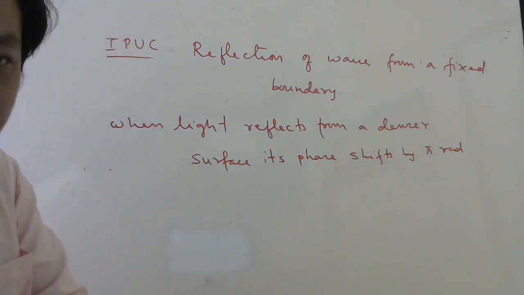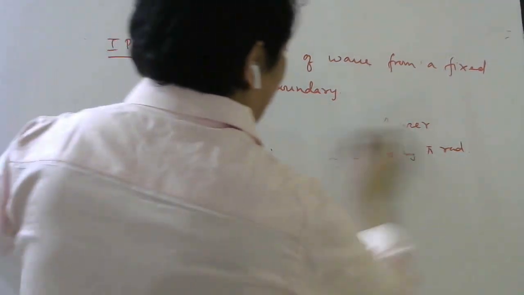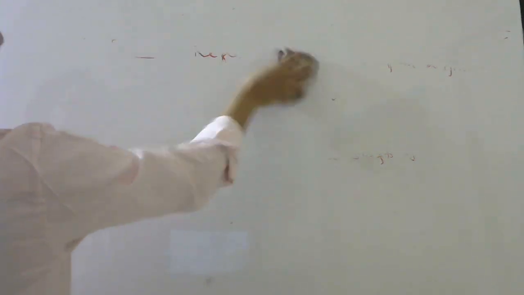Here is one question. So please remember, when light is reflected from a denser surface, its phase will shift by 180 degrees. So question number, how much was that? 10 or 11? It was 10. So see what they are saying.